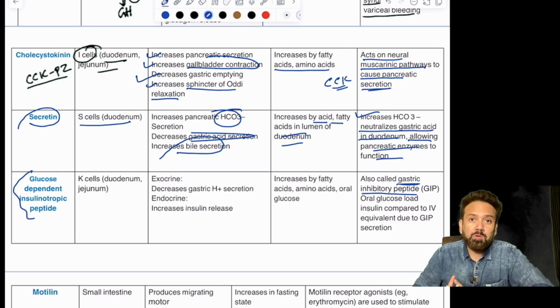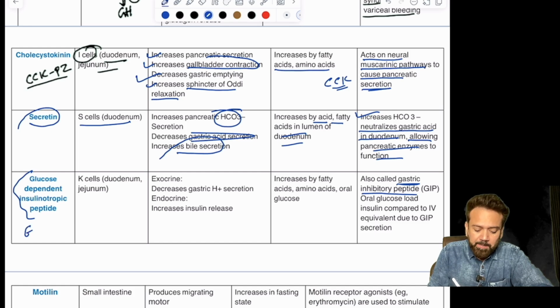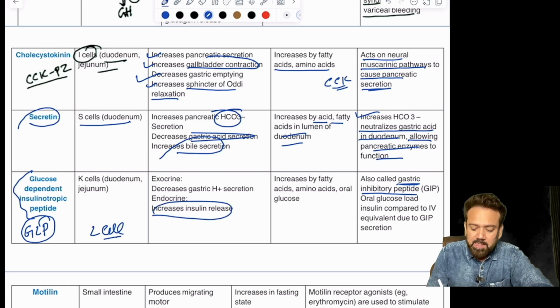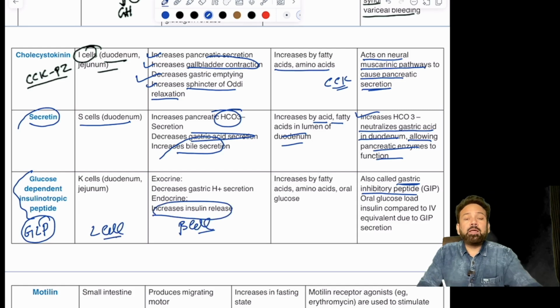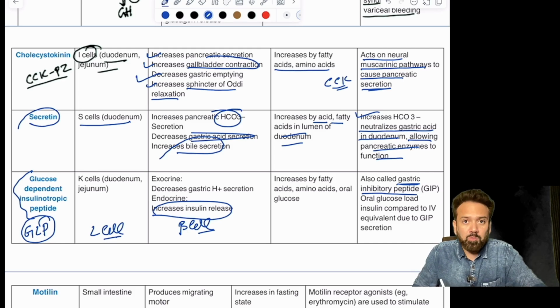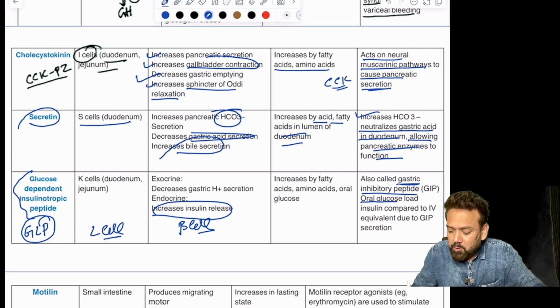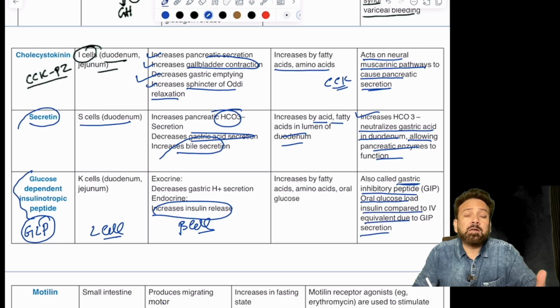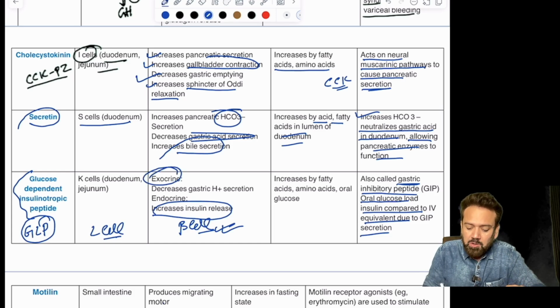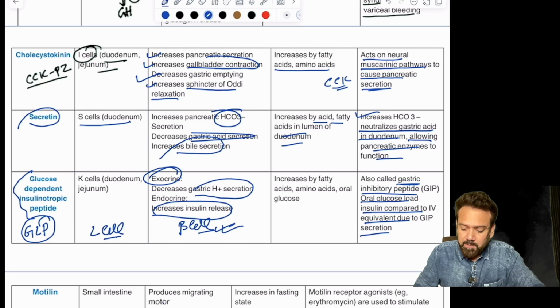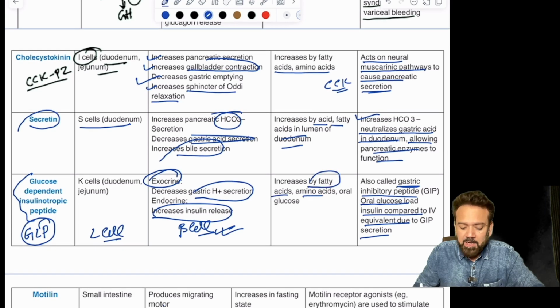It is an incretin hormone. Actually, there are two incretin hormones. One is GIP, the other is GLP, glucagon-like peptide from L cells, and both increase insulin release from beta cells. So GLP and GIP are called incretin hormones. Whenever we take oral glucose, more insulin is released in comparison to IV. Why? Because when we take food orally, it acts on K cells and L cells to release GLP and GIP. That increases more and more insulin from beta cells. GIP also has an exocrine function of decreasing gastric acid secretion. It is regulated, increased by fatty acid, amino acid, and oral glucose.